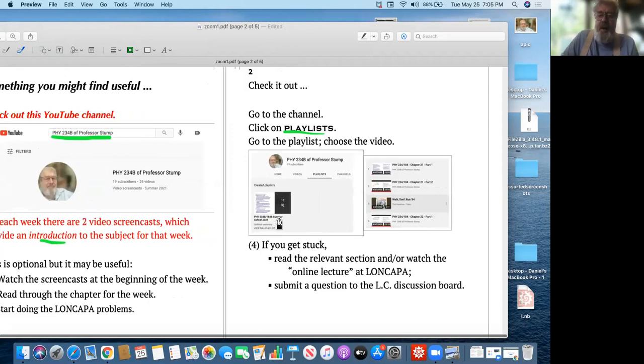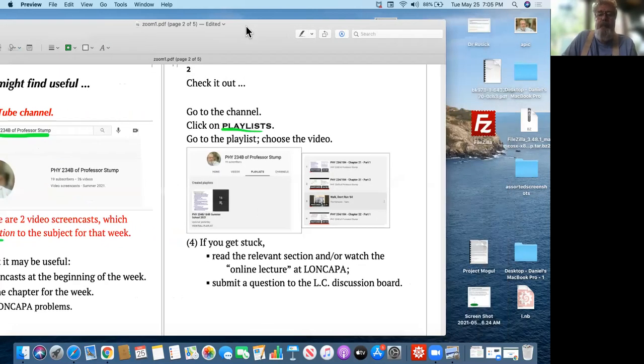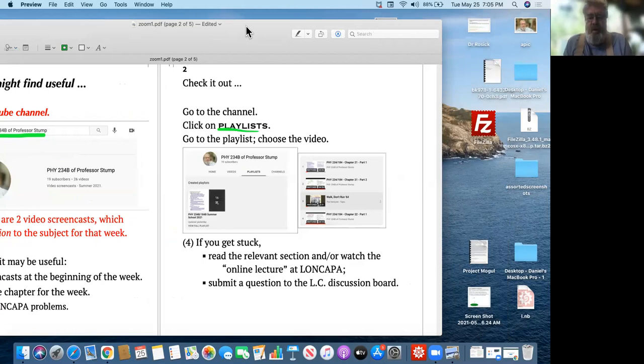Now, if you get stuck on the homework after you've looked over the chapter and watched the videos, if you can't figure out what equations to use, well, I would say when you watch these screencasts, you should take notes. Have a notebook handy, take notes, then you'll have the equations that you need when you start doing the Lon-Capa problems. But if you get stuck, then read the relevant section in the textbook.